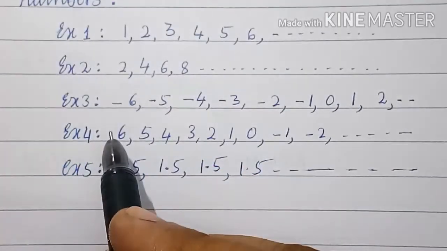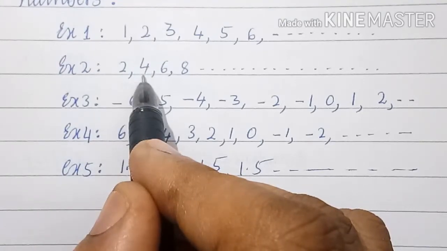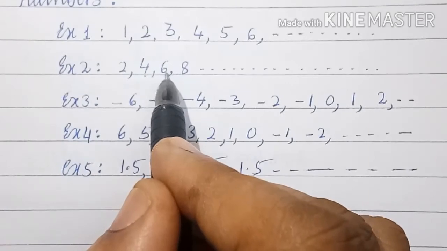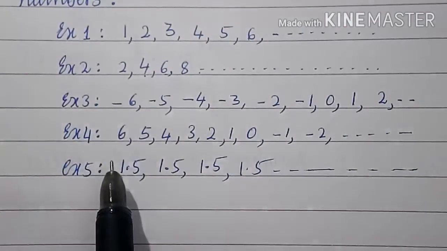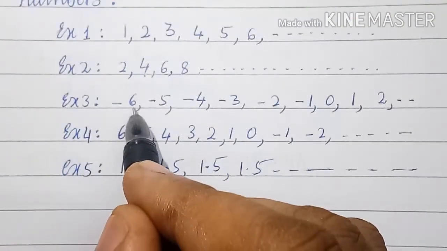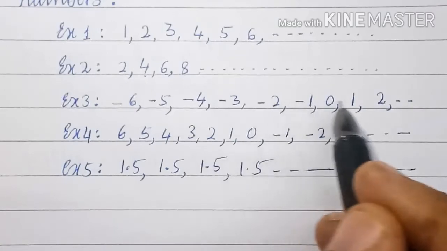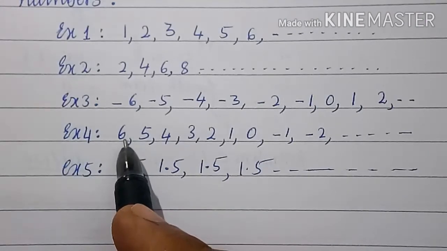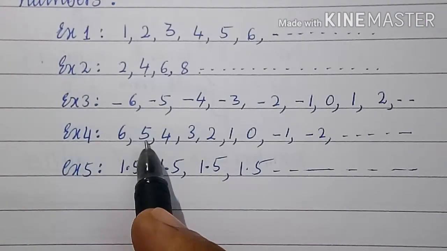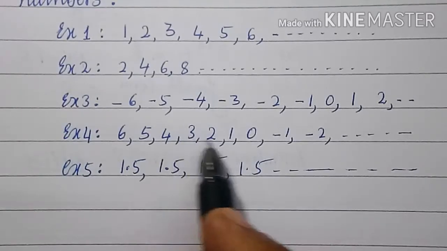Now look at example 2. If I add 2 to the 2, I get 4. And if I add 2 to the 4, I get 6. And if I add 2 to the 6, I get 8 and so on. In third example, if I add 1 to minus 6, I get minus 5. If I add 1 to minus 5, I get minus 4 and so on. In example 4, if I add minus 1 to 6, I get 5. If I add minus 1 to 5, I get 4. If I add minus 1 to 4, I get 3 and so on.